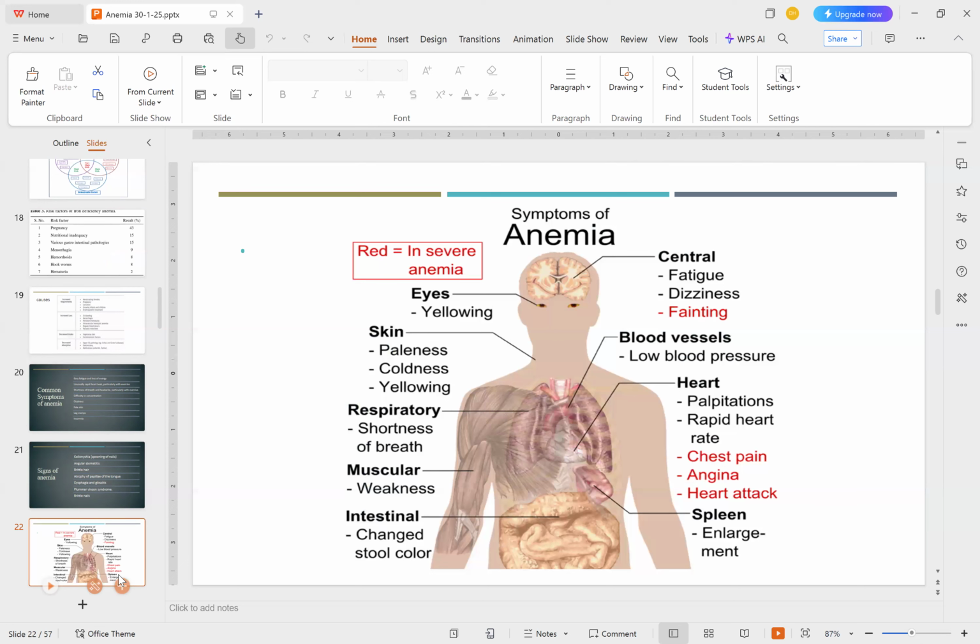Symptoms of anemia include eye symptoms, yellowing skin, paleness, coldness, respiratory shortness of breath, muscular weakness, and intestinal change in stool color. Central symptoms include fatigue, dizziness, fainting. Blood vessel: low blood pressure, heart palpitation, rapid heart rate, chest pain, angina, heart attack. In the spleen, enlargement of spleen.